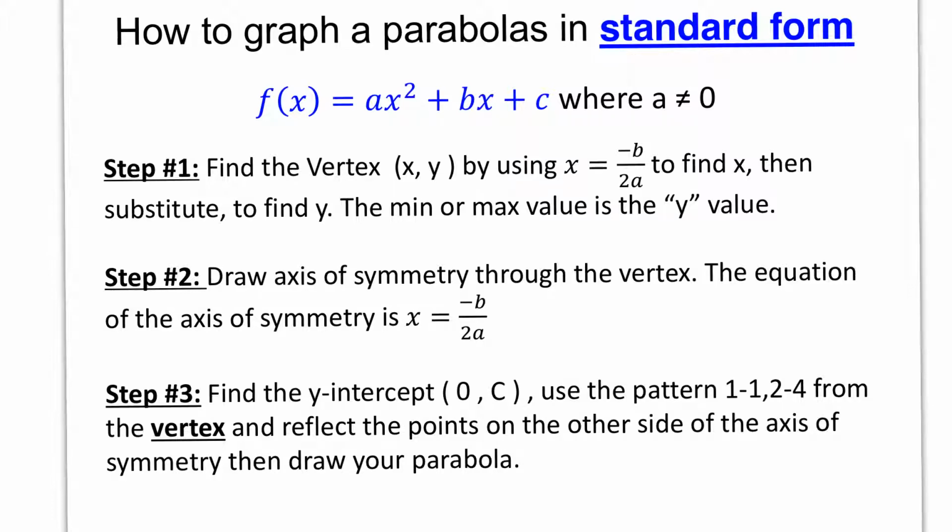Step number 3, after you guys have your vertex and your axis of symmetry, you are going to find the y-intercept, and you're going to graph it. The y-intercept is going to be 0, you're going to let x equal to 0. That's the y-intercept, comma, the c value. So all you do, guys, you look up here for the c value, and that's going to be your y-intercept. After you have your y-intercept, we are going to use a pattern 1, 1, 2, 4 that I kind of talked about in my last video from the vertex, and reflect to make more points on the other side of the axis of symmetry, and then you draw your parabola.